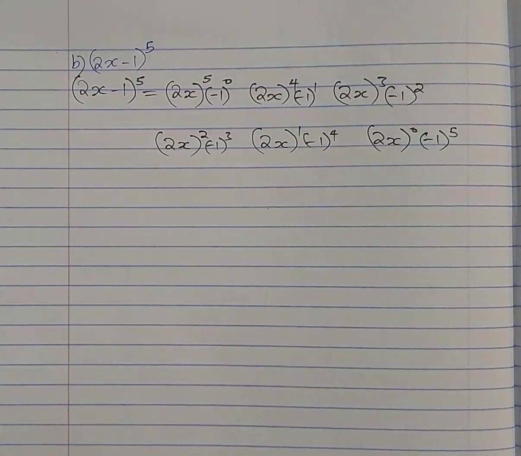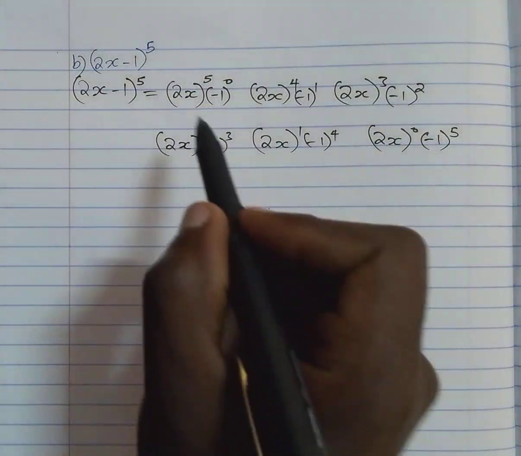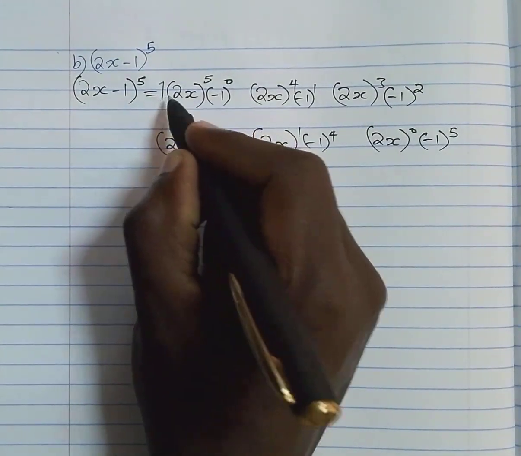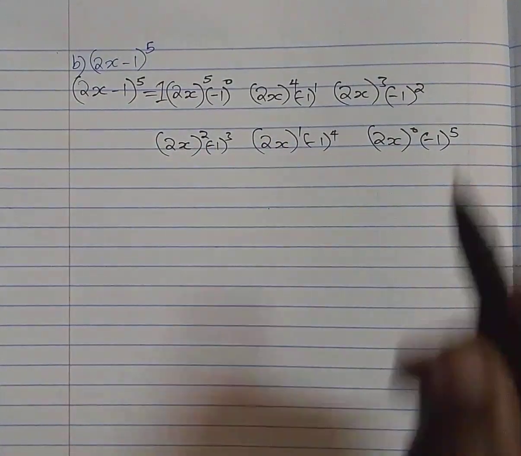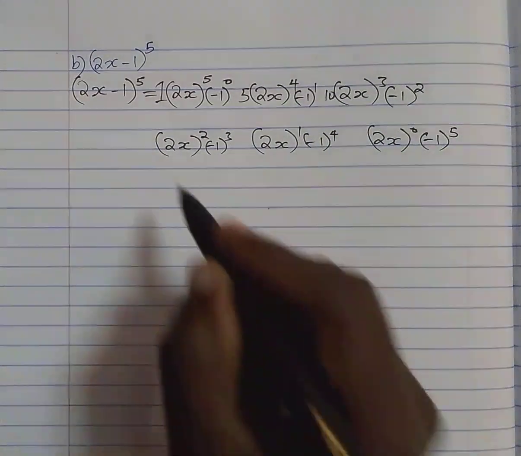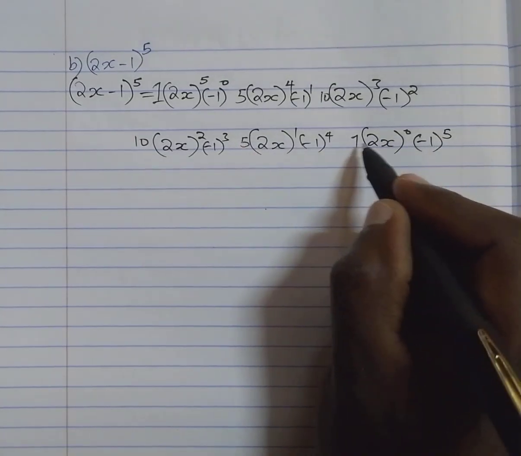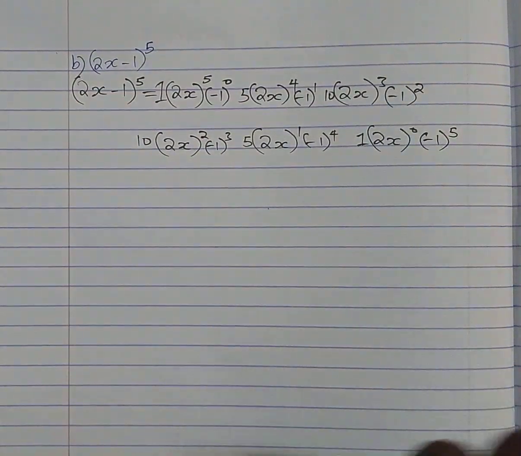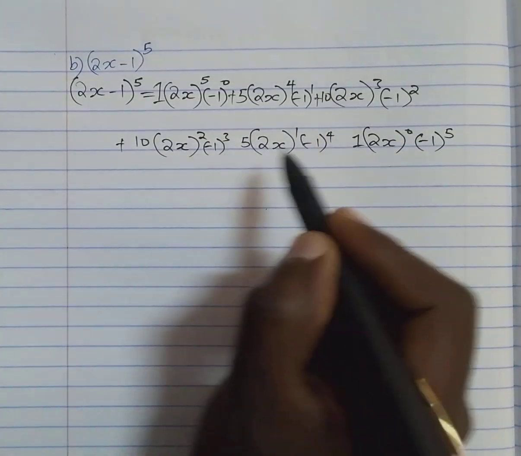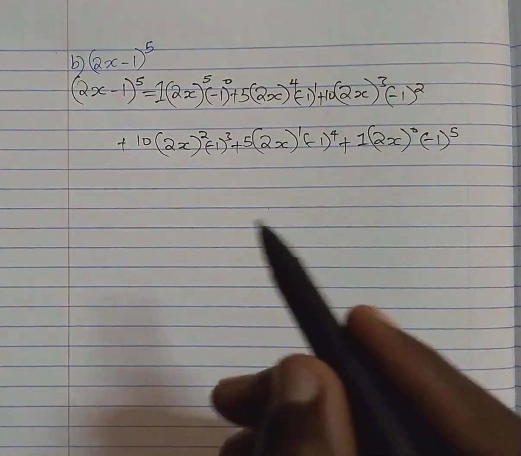In the third step, we look for the binomial coefficients of the power 5. So the first one is 1 in your log table, the second one is 5, the third one is 10, the fourth one is 10, the fifth one is 5, and the sixth one is 1. Afterwards, we add everything. We are done with expanding.